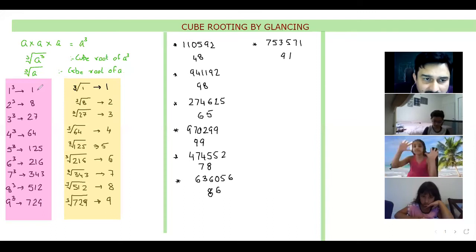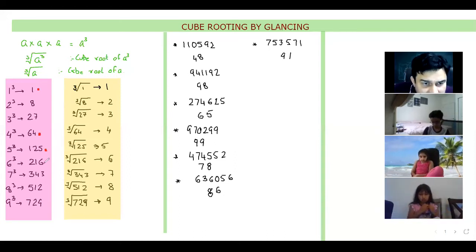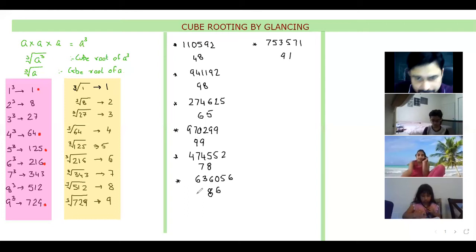Here we see the cube of 1 is ending in 1. Now 2 is ending in 8. 3 is ending in 7. Then 4 is ending in 4. 5 is ending in 5. 6 is ending in 6. And 9 is ending in 9. Isn't it?